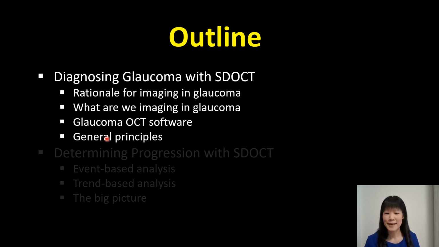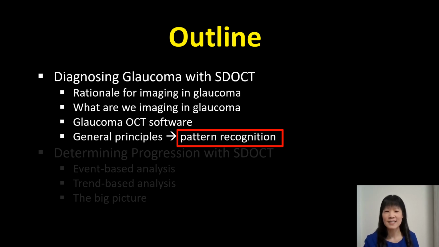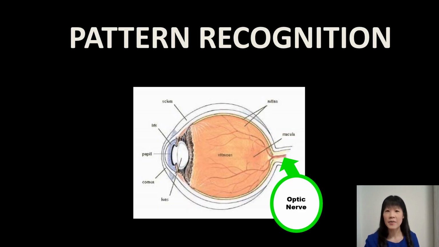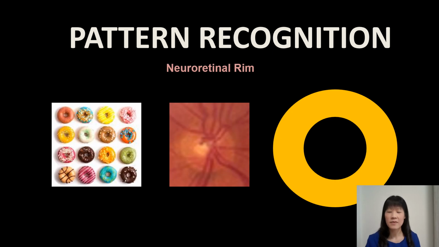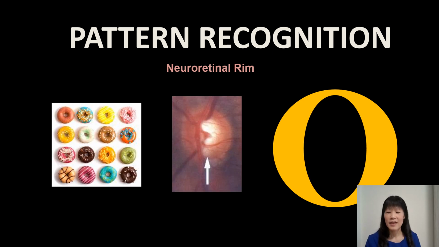So this is kind of a fun area, general principles of OCT imaging in glaucoma. Pattern recognition is sort of fun because it's just the gestalt impression of the OCT data that we're seeing in the clinic. So, pattern recognition of the optic nerve. We all know that the optic nerve looks like a donut. Just to refresh, that's the donut. That's the normal neuroretinal rim.